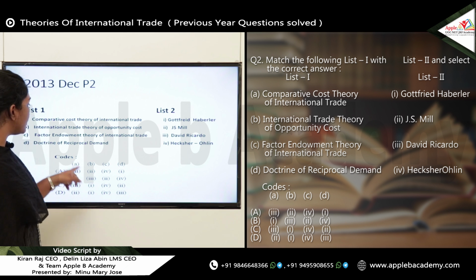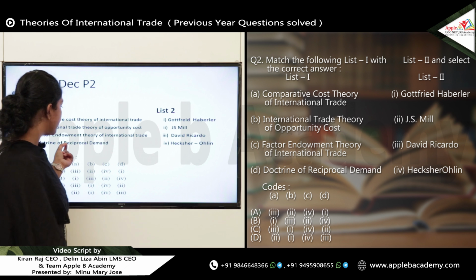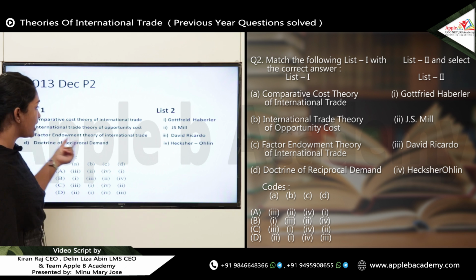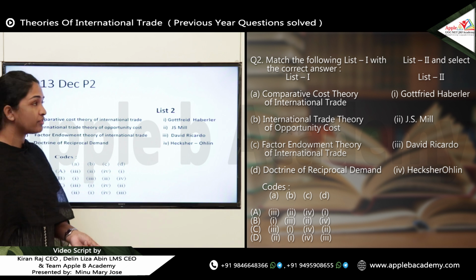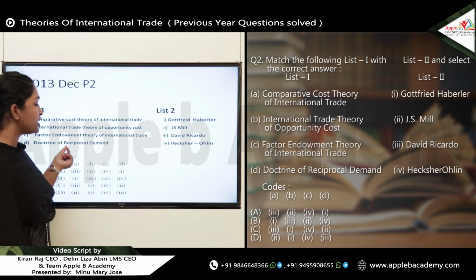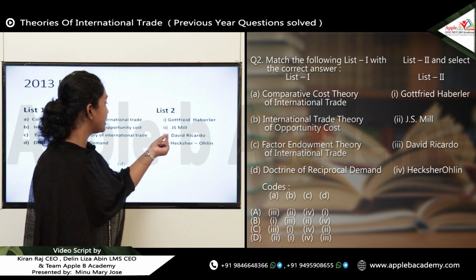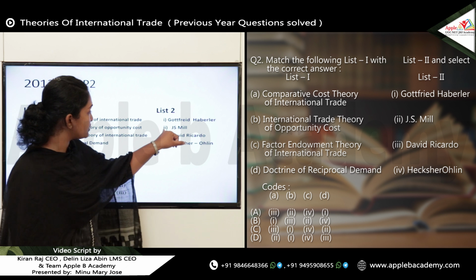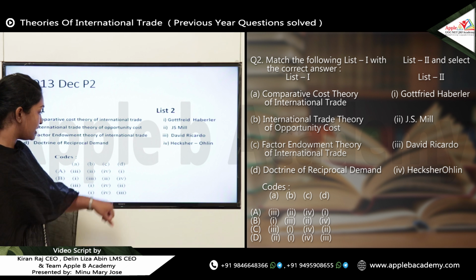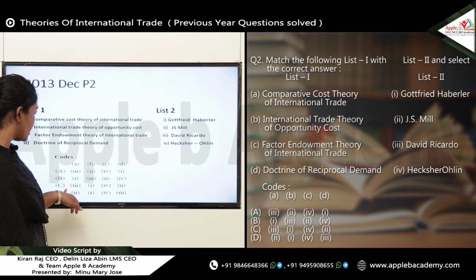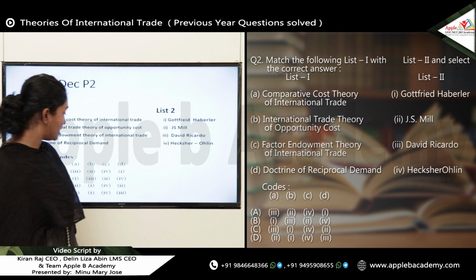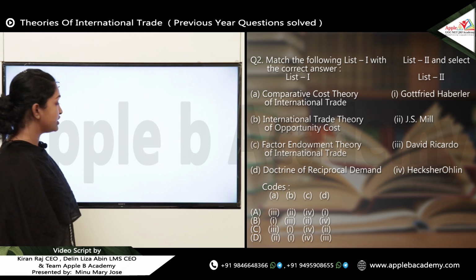The third one is the factor endowment theory, also called the factor proportion theory, or the Heckscher-Ohlin model. So we know that it is Heckscher-Ohlin, that is option 4 from list 2. The last one is the doctrine of reciprocal demand. We also know that that was given by J.S. Mill. So we can match option D with option 2 in list 2. That gives us the answer option C: A to 3, B to 1, C to 4, and D to 2. Option C is the correct answer for this question.